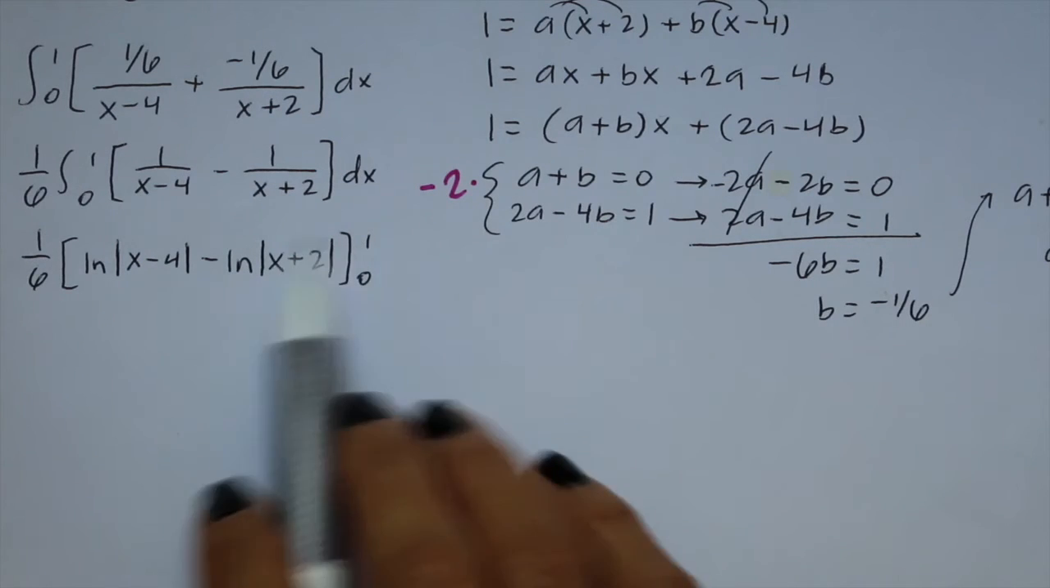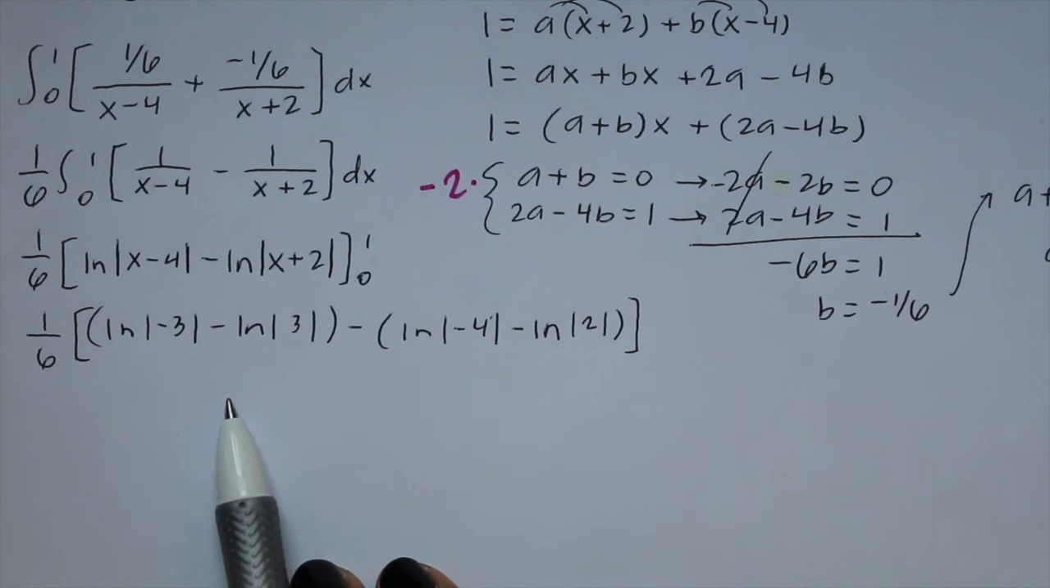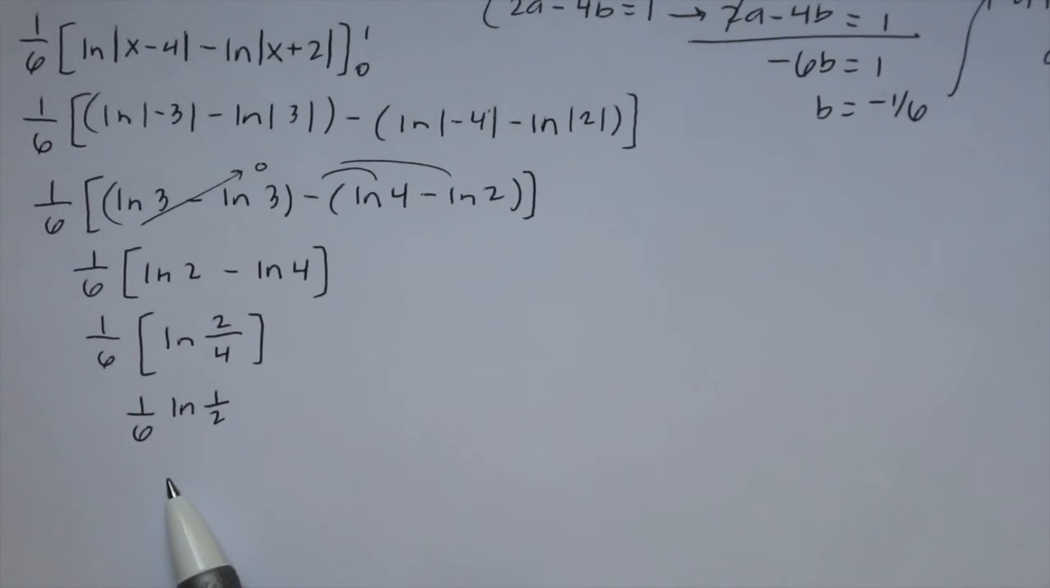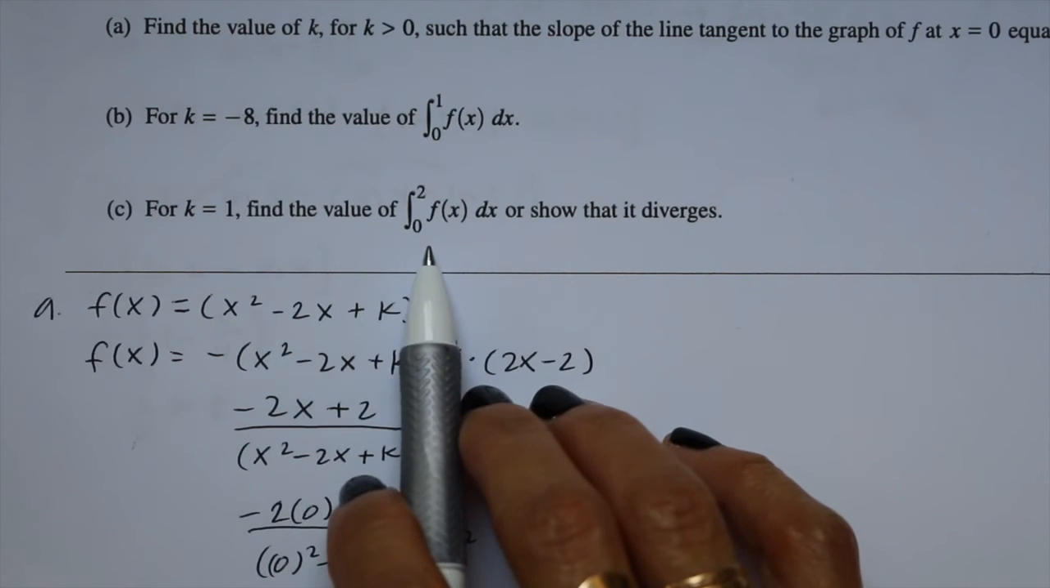So just be mindful of that. Okay, at this point, we're going to plug in 1 to everything minus plugging in 0. So we get to here, now I'm going to keep simplifying. So right here I condensed, so you get ln of 2 over 4, and then your final answer is 1/6 ln of 1/2.